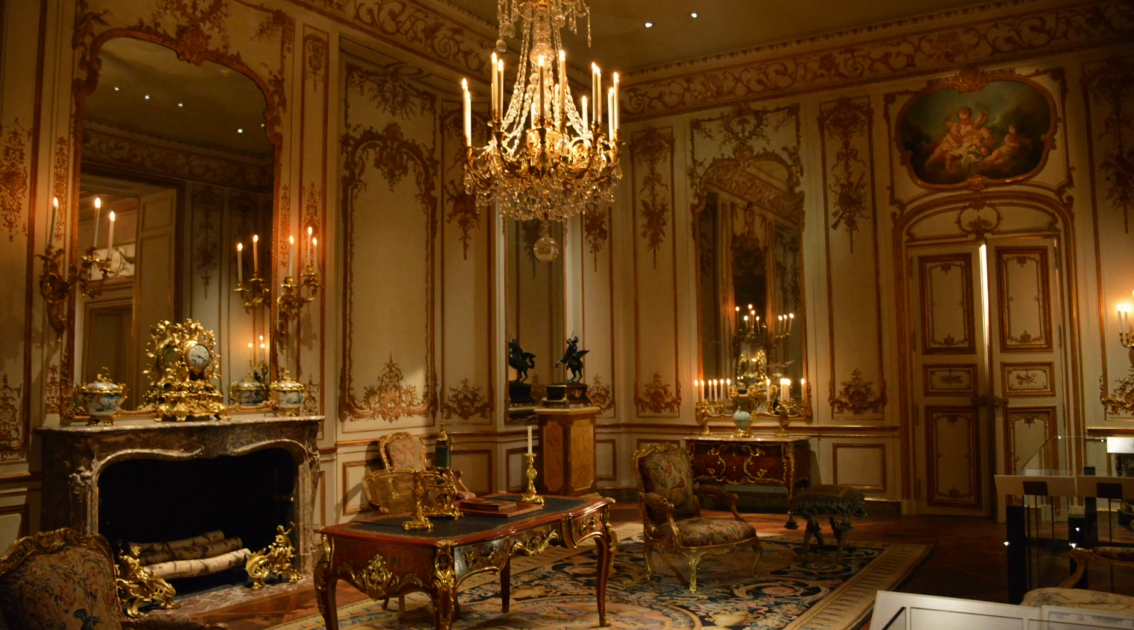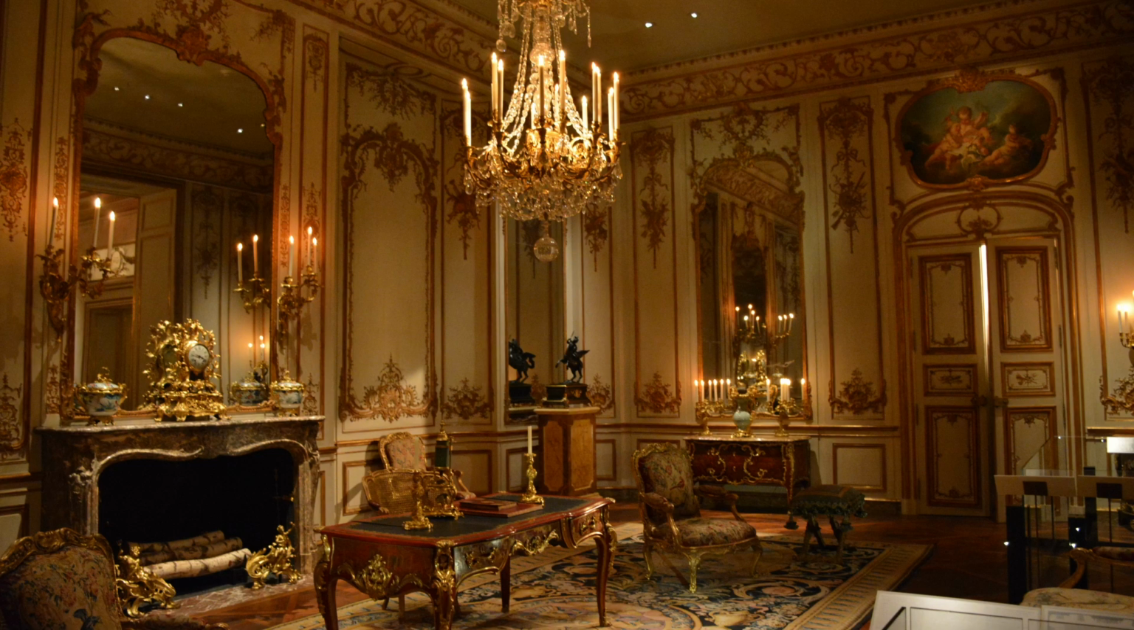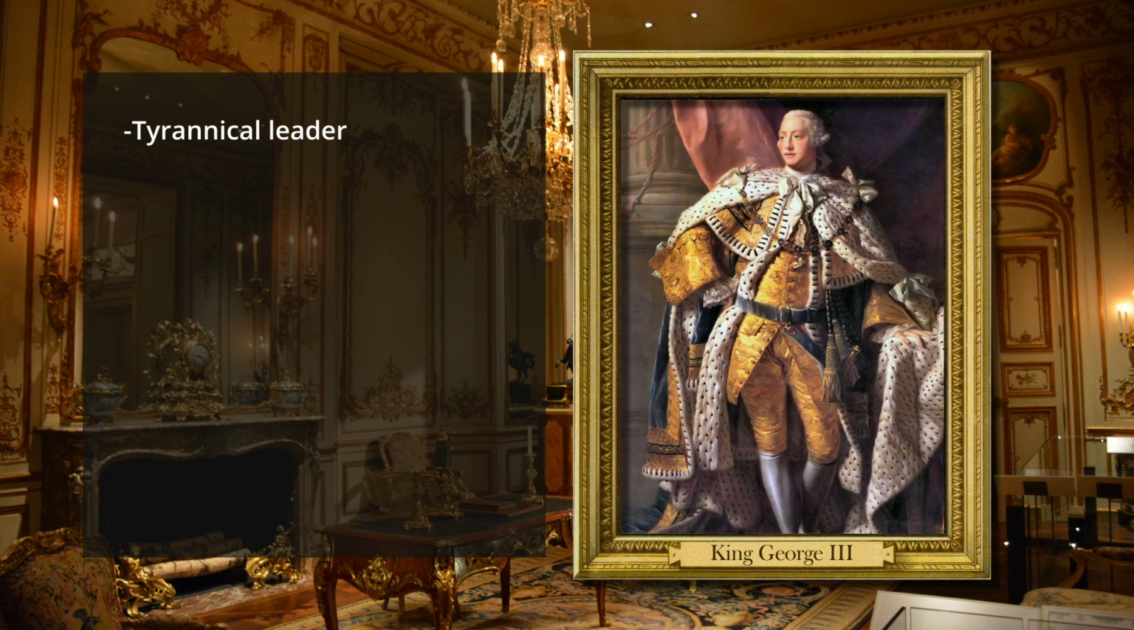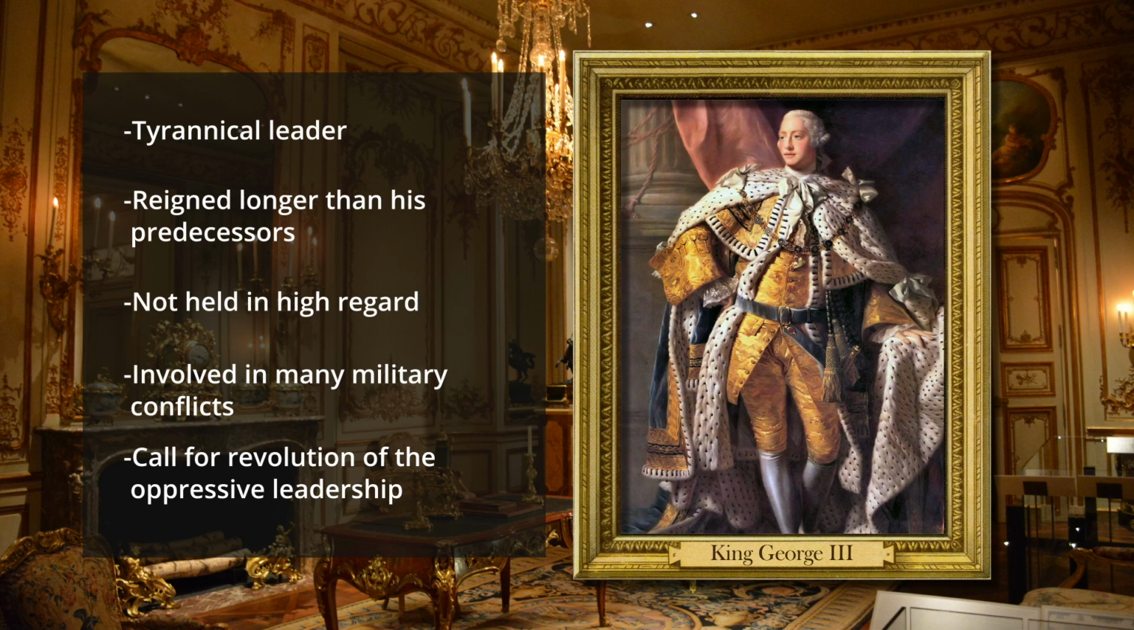Now let's take a look at some of the context of the poem and the importance of the title. So we know that it was written in 1817, and this was during the reign of the famous tyrannical ruler, King George III. Despite him being the longest ruler out of any of his predecessors, he wasn't particularly well thought of, and he wasn't held in any sort of public favour, because of his involvement in many of the military conflicts. Shelley and many of the people at the time felt that this government was oppressive and things needed to change. And like Shelley, many people believed that there needed to be a revolution and something needed to change.